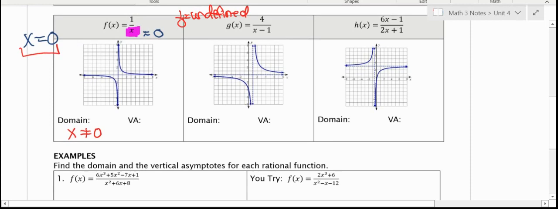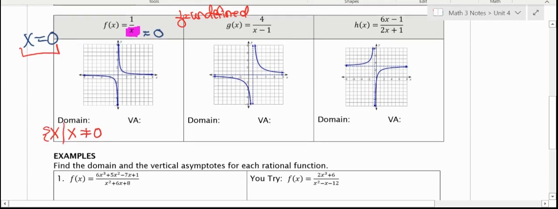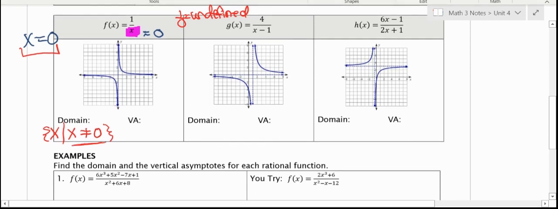This is going to be written a couple different ways. Some people like to write it like x such that x cannot be 0. You might have it where you just simply write x cannot equal 0. For the sake of time, I'll just write what it's not allowed to be. But basically, 0 is not allowed in this function.